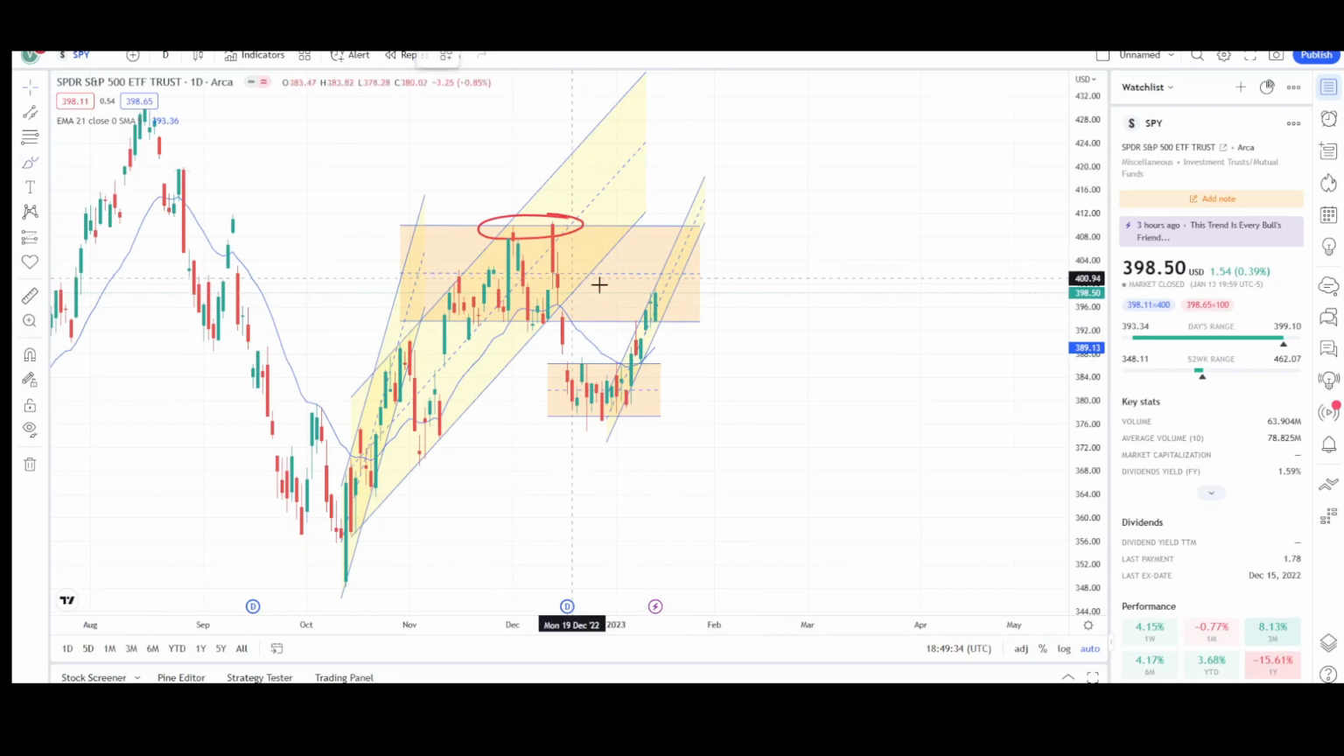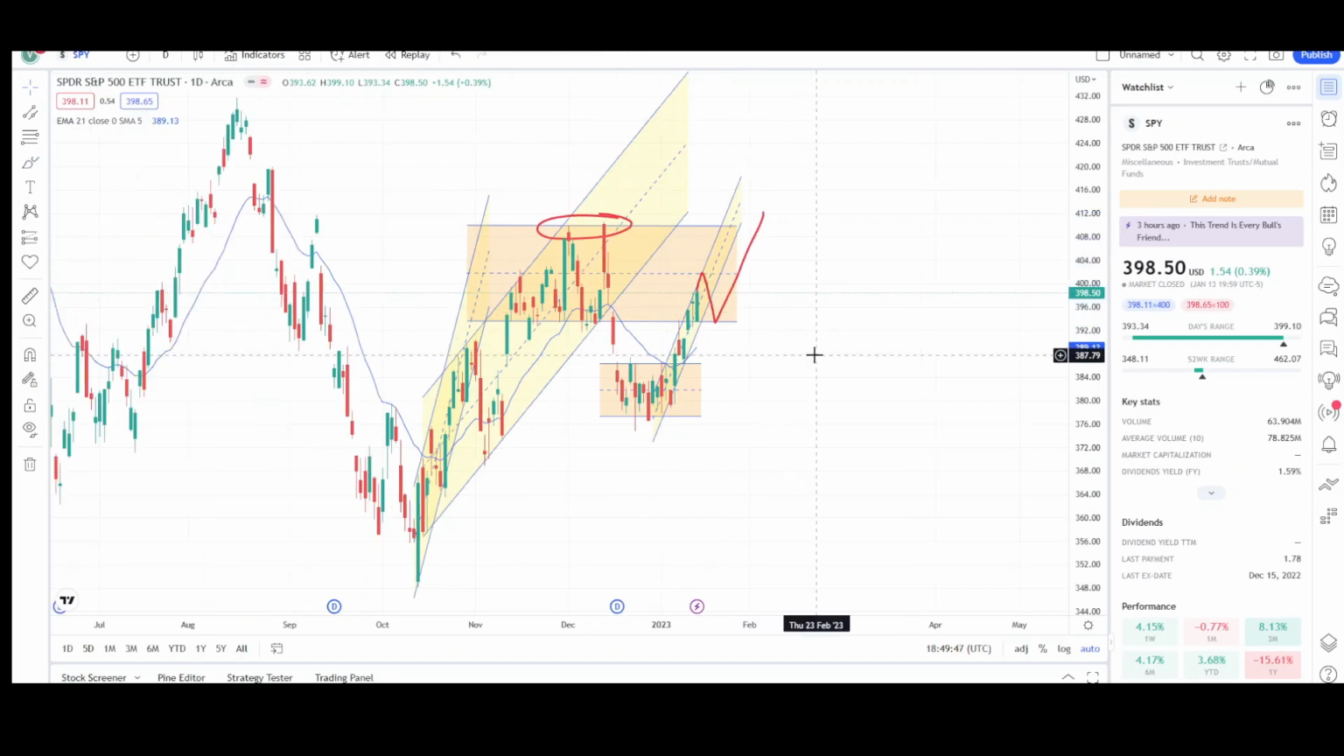I mean, we could see a slight pullback, maybe a little bit higher prices, and then a pullback, and then another leg up, or we just continue to move in the fashion that we're currently running at to the 410 level. So the chart is looking kind of bullish right now, and I'll be expecting higher prices.